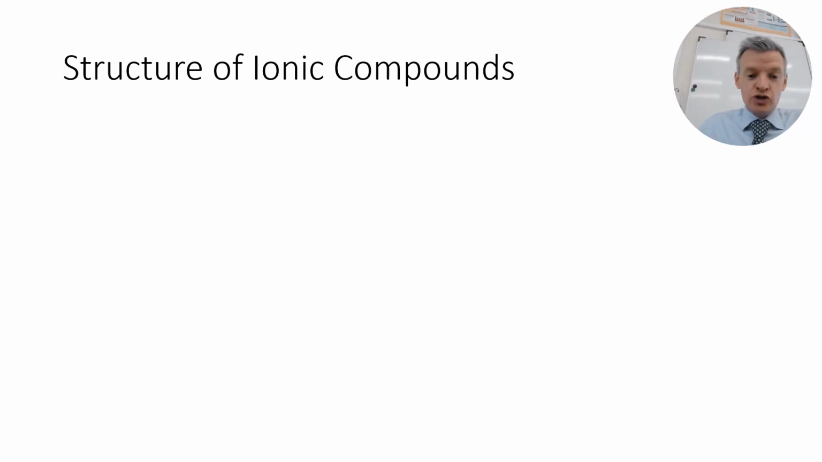So we've looked at how to draw dot and cross diagrams, and we've looked at charges on ions, but how do all these ions actually come together to form a compound, and what's the structure of the compound? Ionic compounds, you already know, if we looked at sodium chloride, for instance, it's the electrostatic attraction between oppositely charged ions, and that's what tends to happen. You've got 1 sodium ion and 1 chloride ion. In reality, those charges attract oppositely charged ions in all sorts of directions.